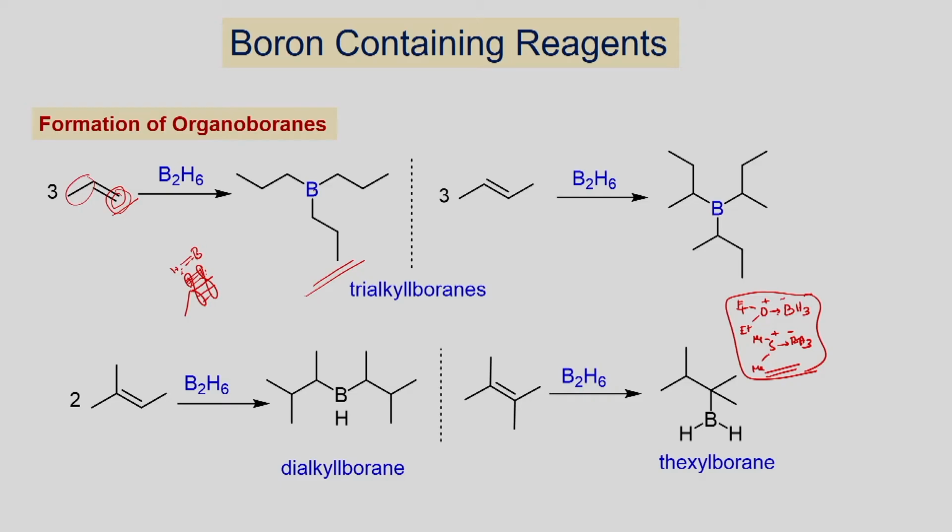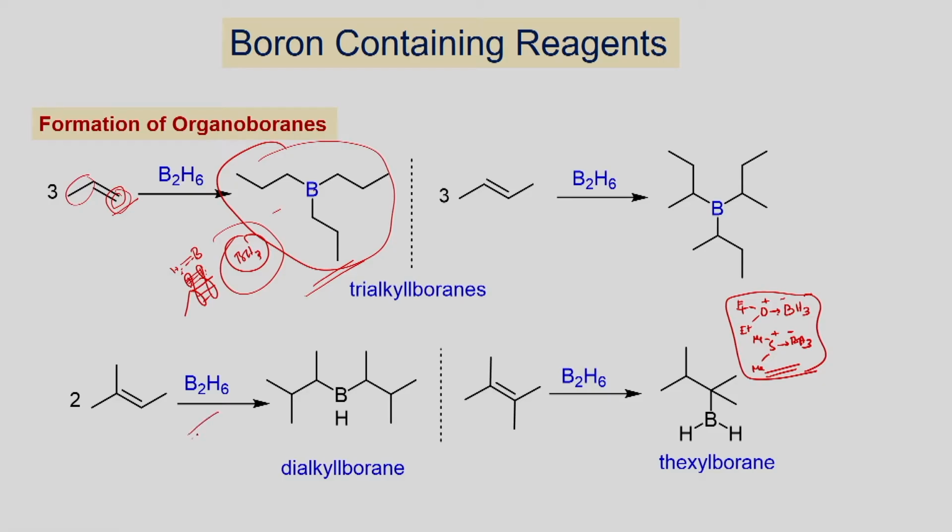The boron and hydrogen undergo reaction on the same phase, the top phase or bottom phase of the alkene, and you will be able to get the addition product. And if you have a less sterically hindered alkene, you can react it with 3 alkenes, and you will be able to get the trialkyl borane. This way you will be able to make organoborane.